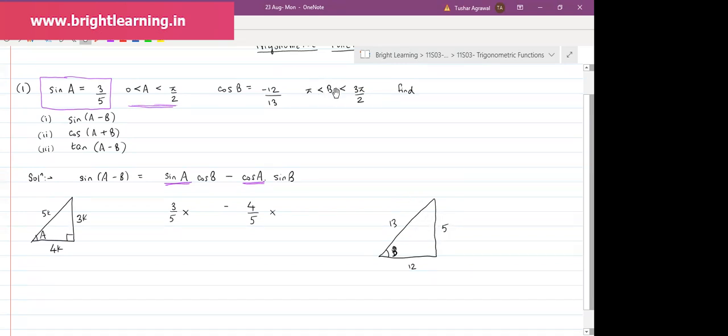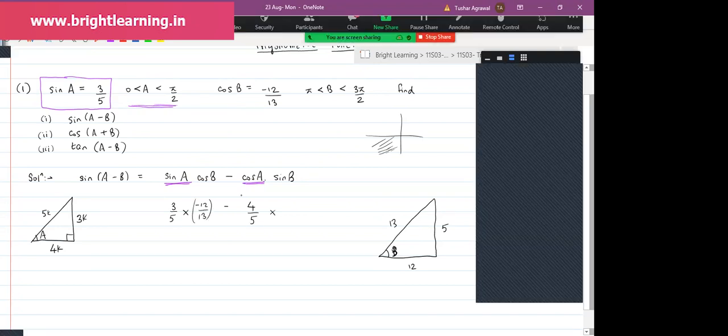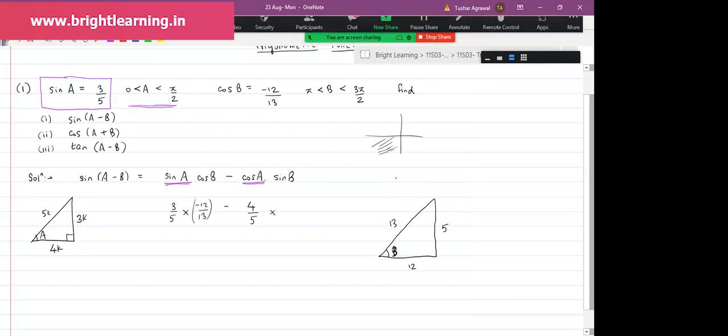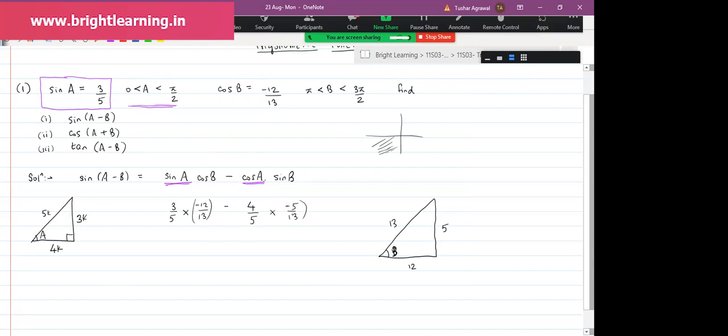Now what about the sign of sin B? Since angle B lies between pi and 3 pi by 2, what is pi to 3 pi by 2? It's somewhere over here. Can you see that the sin B sign will be negative and the cos B sign will be negative? So cos B is minus 12 upon 13, and sin B has magnitude 5 by 13, so with the sign it will be minus 5 by 13.